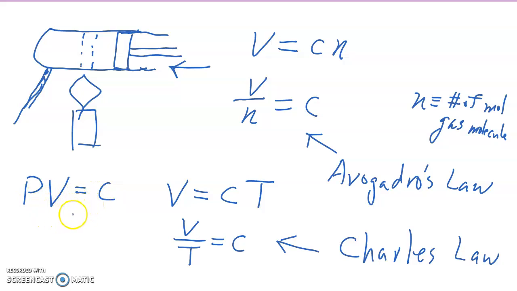What do I mean by that? That means if I increase the pressure, I have to decrease the volume in order to keep it balanced to be equal to a constant C. If I try to increase the volume, what should I do? I have to decrease the pressure. Okay. So this one is called Boyle's law.